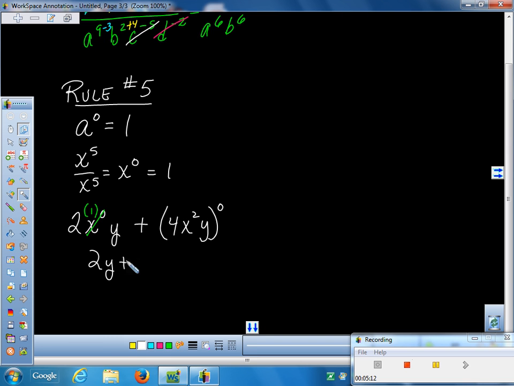Okay. But what if this whole thing's to the 0 power? Then that whole thing becomes 1, and you're left with 2y plus 1. So just be careful, be sure you're paying attention to exactly what's got the 0 power, whether it's a single variable or the whole quantity. Kind of impacts it. Why? What would be wrong with that? Alright.